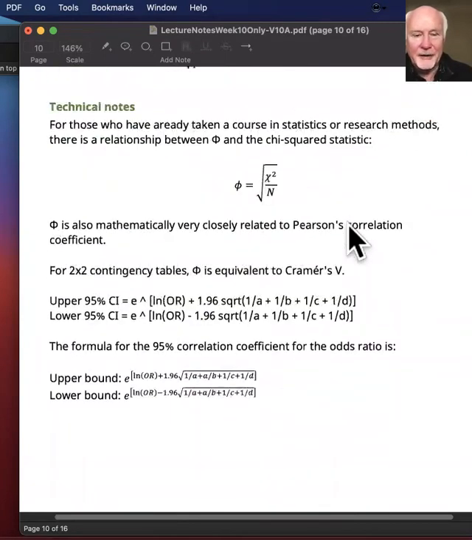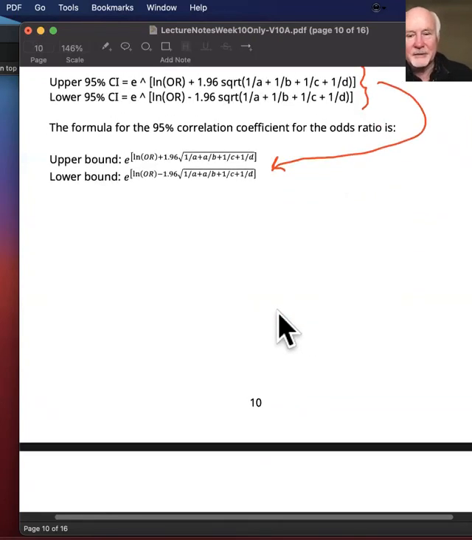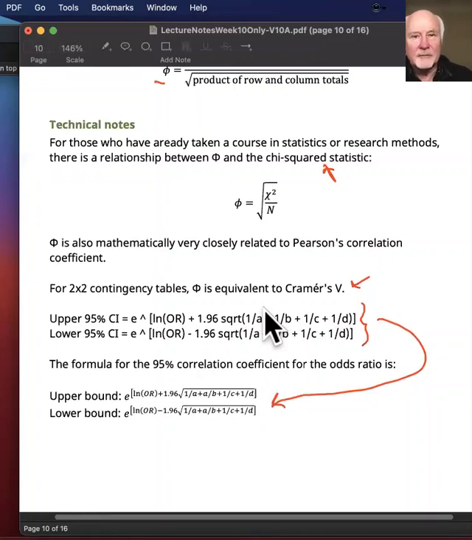I won't go through the little technical notes here, but quite a few people in the class have done statistics courses, so they will have learned something called the chi-squared test. For 2 by 2 contingency tables, you can do a calculation to get Phi from the chi-squared statistic. It's also very closely related to Pearson's correlation coefficient. It's mathematically more or less the same. And there's another one that people learn about, which is called Cramer's V, and it's the same thing as Phi for a 2 by 2 contingency table. And then this is the horrible formula for working out the confidence interval, which I've put here in proper mathematical notation. So that's just a bit of technical background.